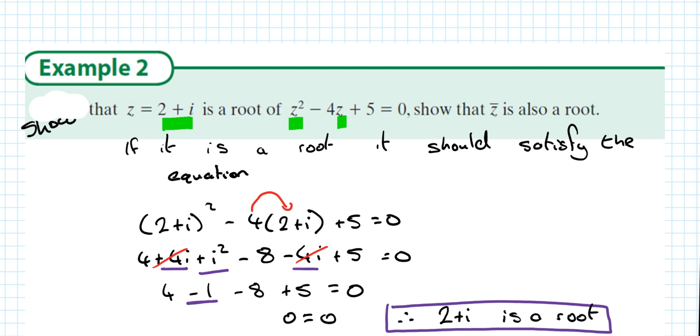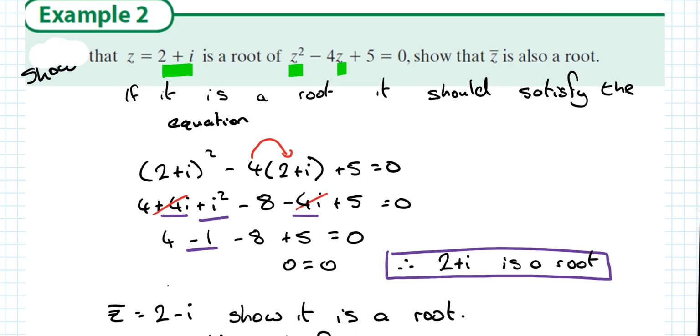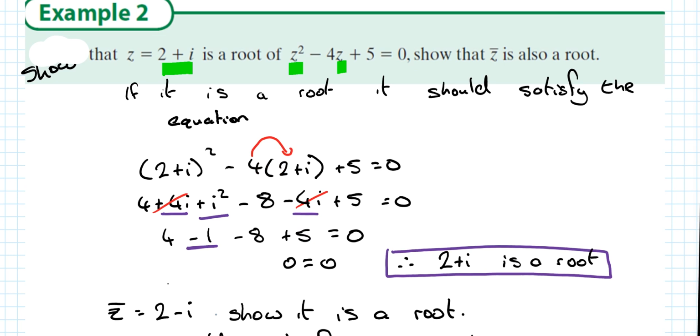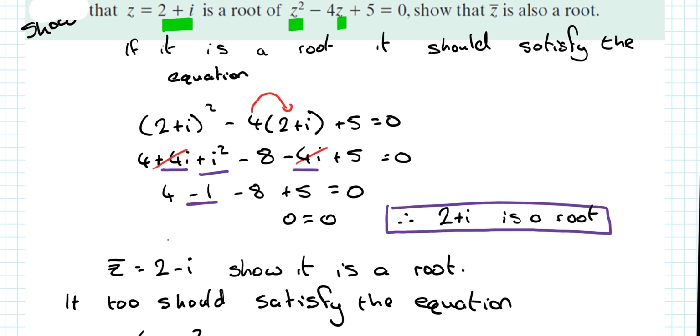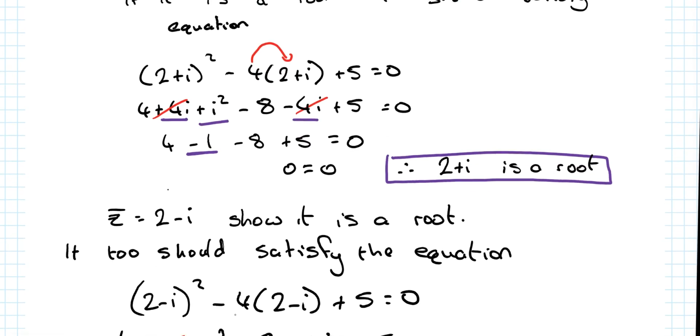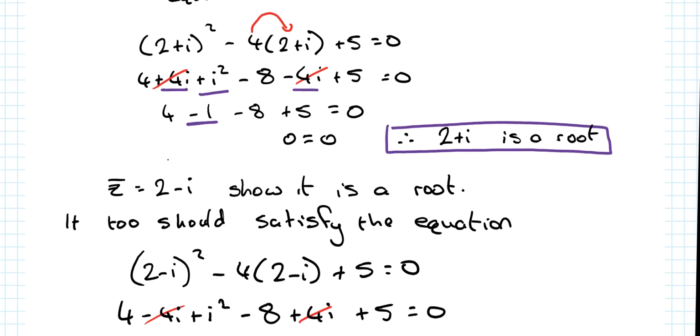Okay, it also says show that z conjugate is also a root. So what's the conjugate of z? It would be 2 minus i. So show that z conjugate is a root. Well, we're going to go and sub in 2 minus i. So show that 2 minus i is a root. Sub it in and multiply it out. Minus 4 by 2 is minus 8. Minus 4 by minus i would be plus 4i.